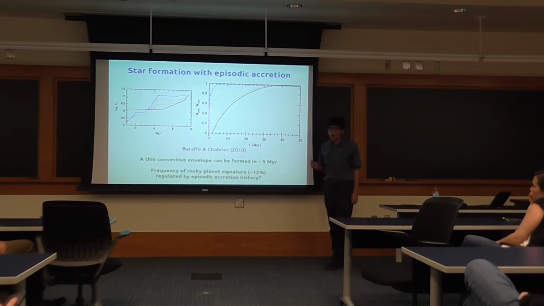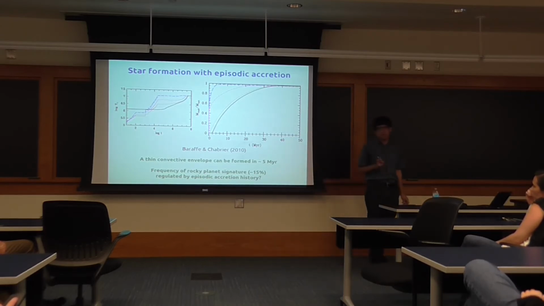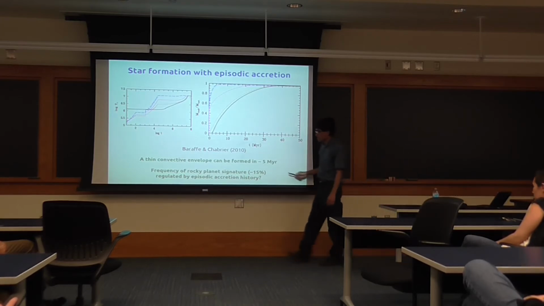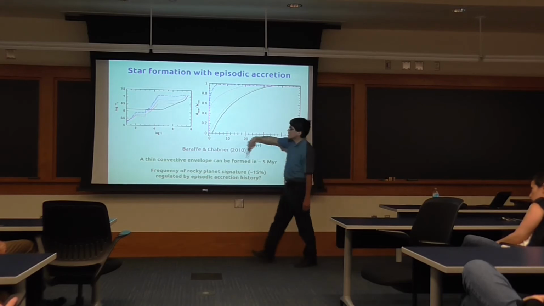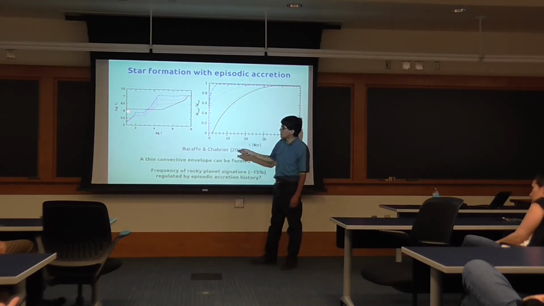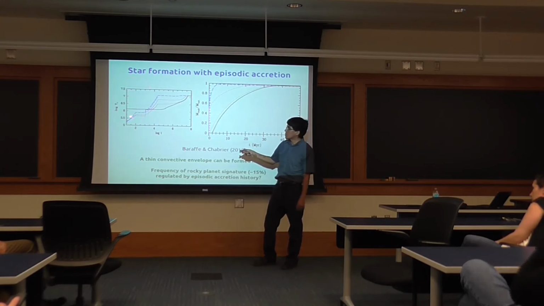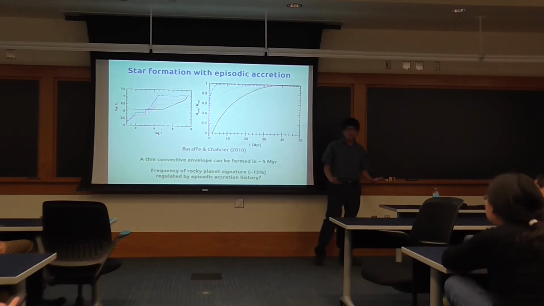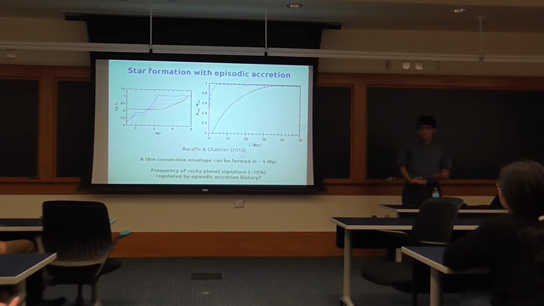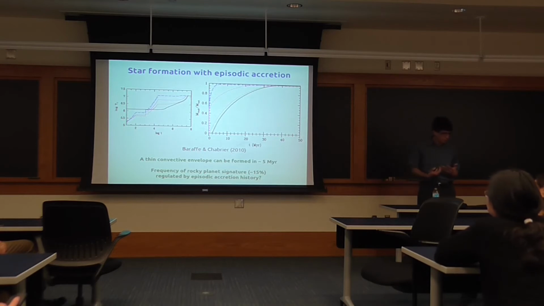And also, that might explain why only 15% of solar-type stars show the signature. Because this signature might be regulated by the episodic accretion history, meaning that there's only a fraction of the stars which have an episodic accretion history that hits the core very quickly, whereas most of them actually do other things like this that take a longer time and therefore dilute the signatures more efficiently. So this has to be part of the story.